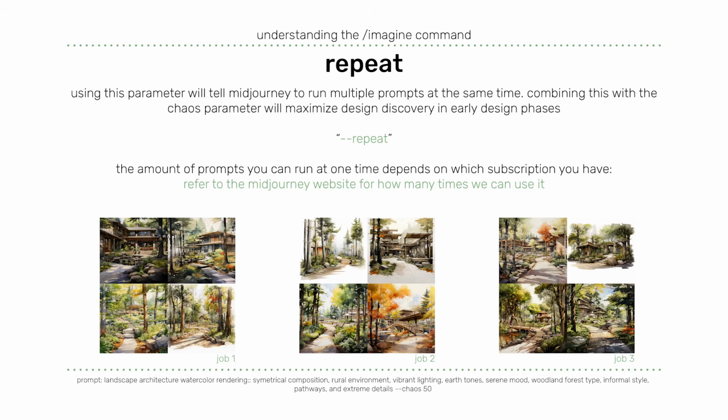Then we have the dash dash repeat parameter, which will run a job, otherwise known as a prompt, and it's going to run it multiple times for the base version, and we can do this up to 4 times at once. This is also the same as the remix button that we talked about earlier, so keep that in mind.